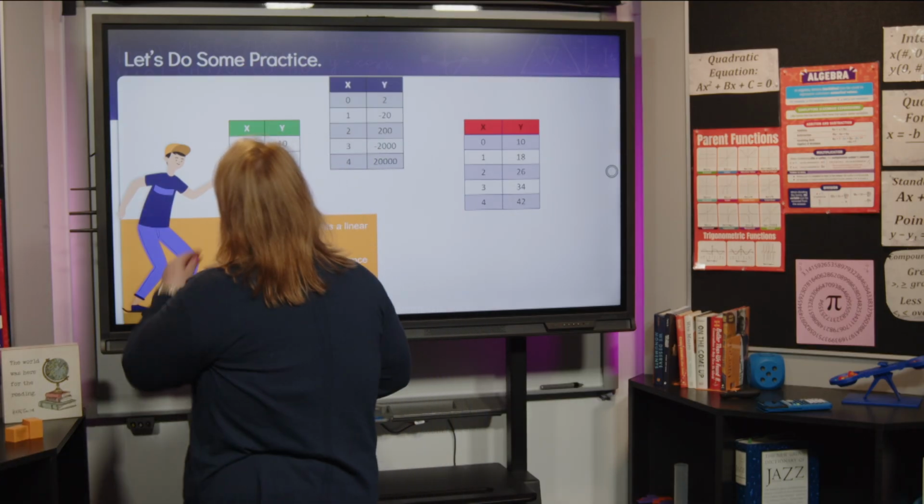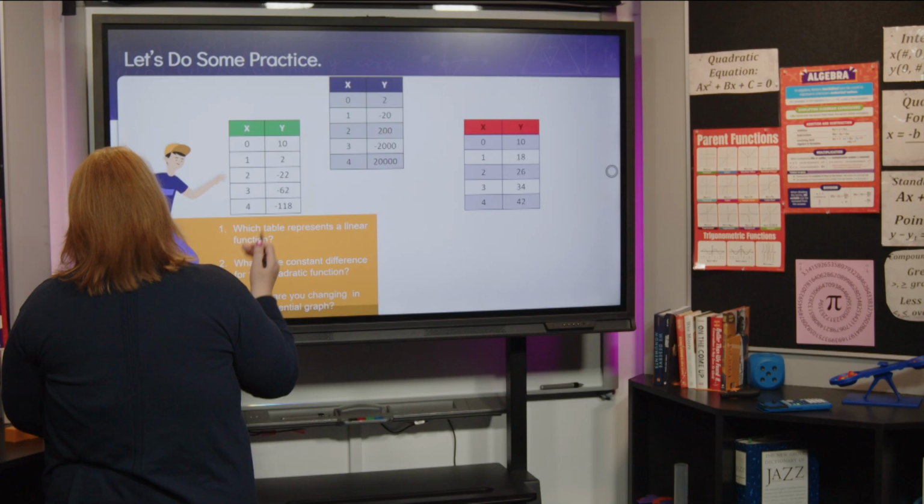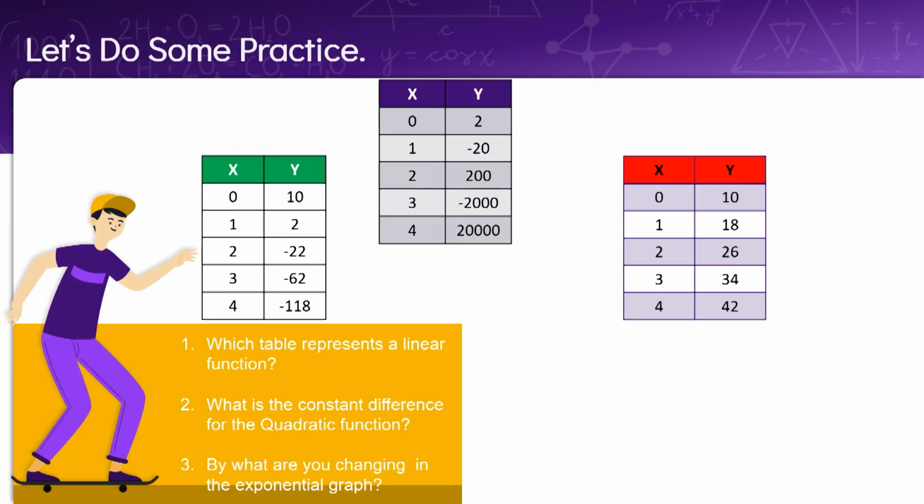When I look at this green table, I go from 10 to 2, from 2 to negative 22, from negative 22 to negative 62, and to negative 118. Obviously, I'm not adding a number because I would not be adding the same amount. So what am I doing? Well, to go from 10 to 2, I know I subtract 8. To go from 2 to negative 22, I am subtracting what?